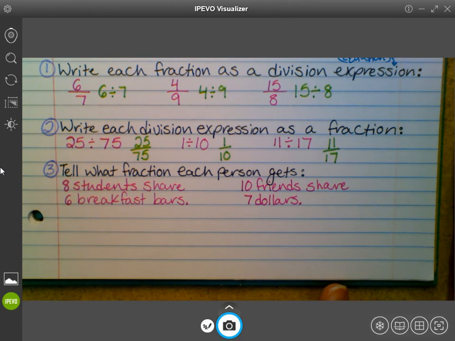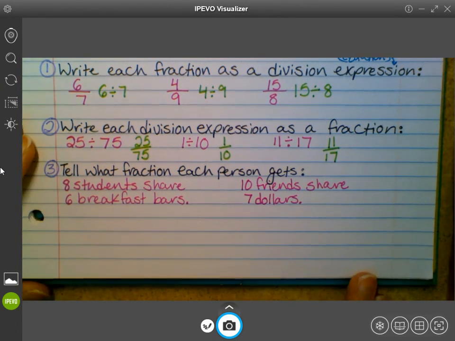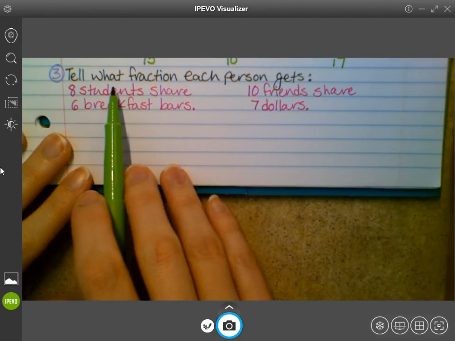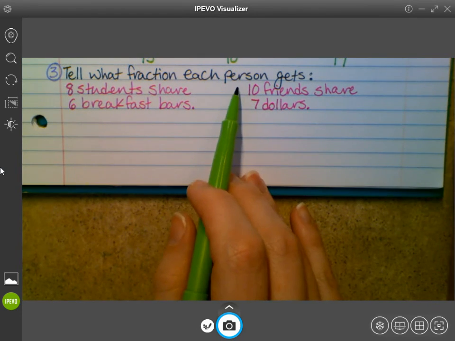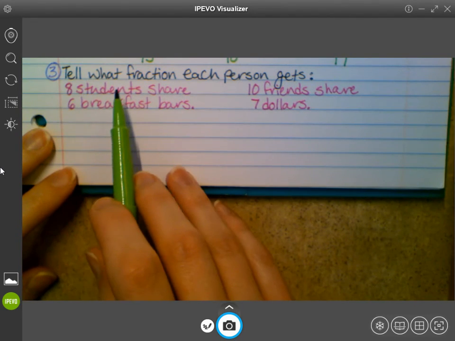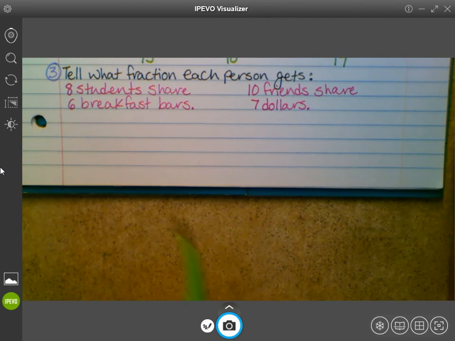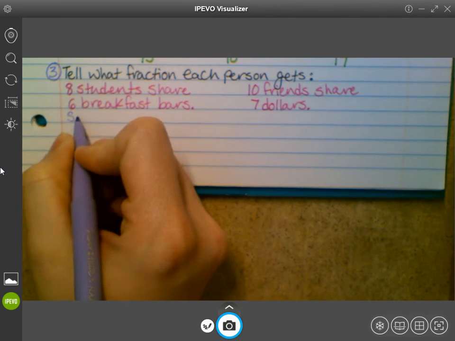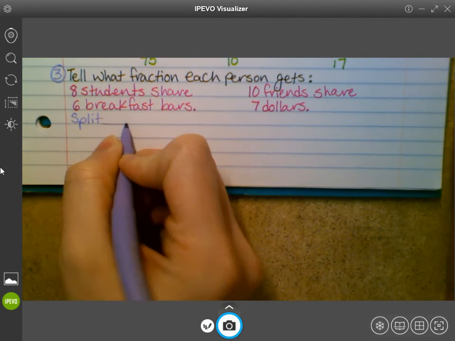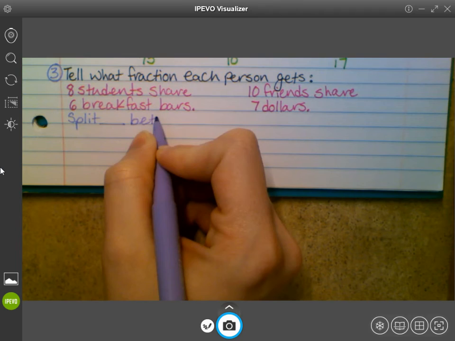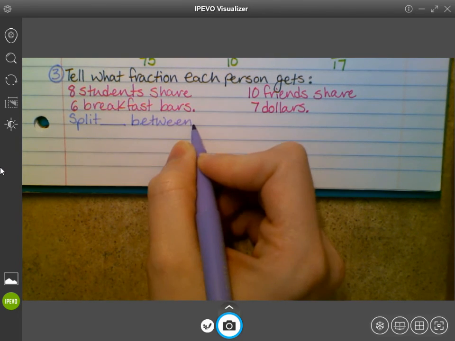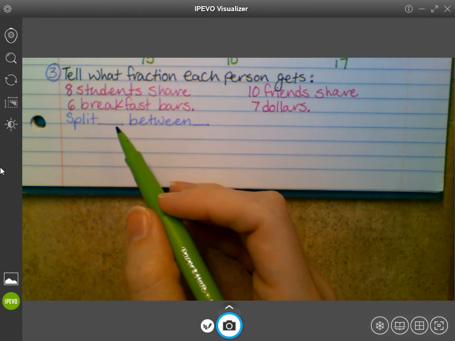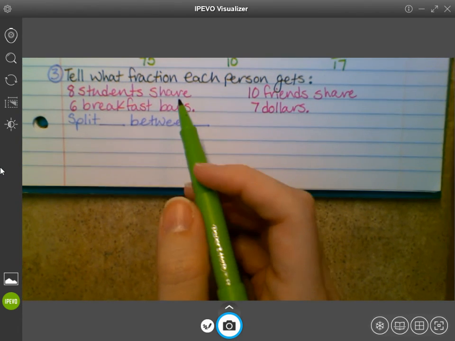Then number 3, we were doing exactly what we did in our example. So we had 2 word problems, and we were supposed to say what fraction each person gets. So for the first one, 8 students share 6 breakfast bars. So what I'm going to do is I'm going to write my split between, just to help myself keep track of the numbers. So when I look at this, what are we splitting up? Who can raise their hand and tell me, what are we splitting up in this first one?